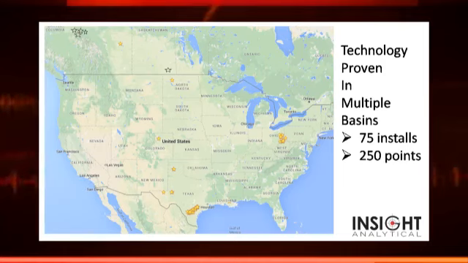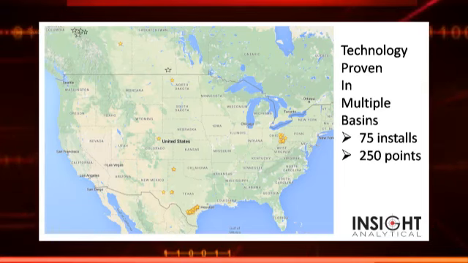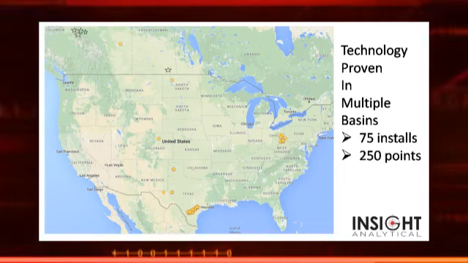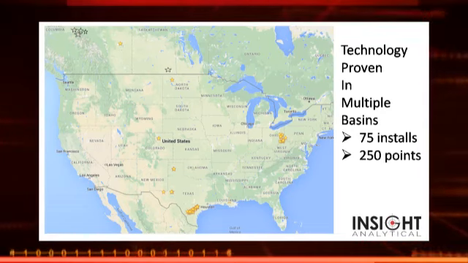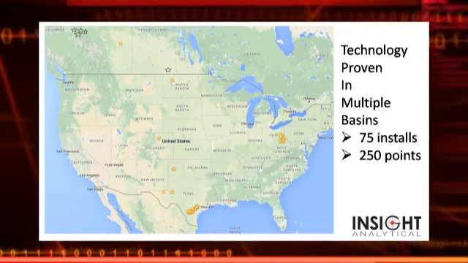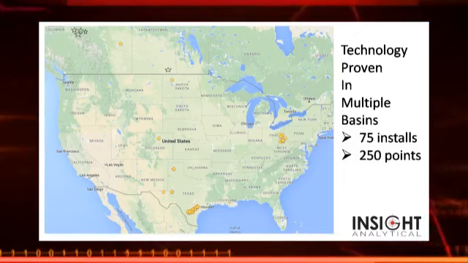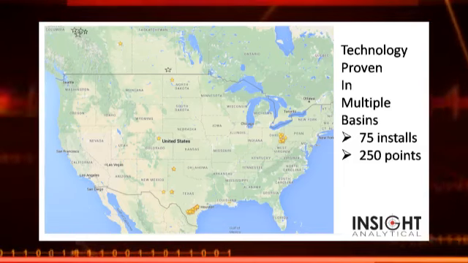The installed base has been largely in the US, so this map gives you an idea of where the installed base is. Right now we have over 75 installs measuring at 250 points. You can see they're in clusters. A lot of this is in South Texas. There's a lot in the Eagle Ford and the Permian. We have a lot of it over here in the Marcellus.